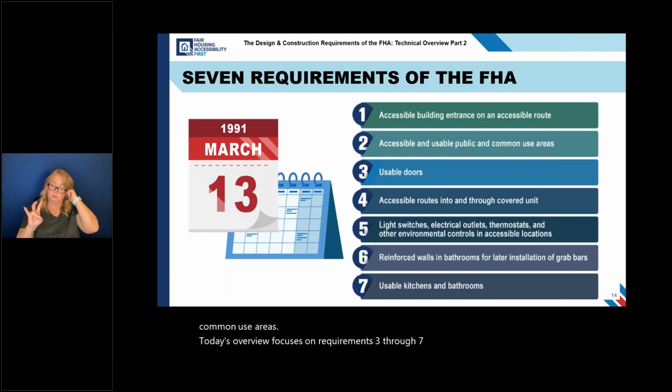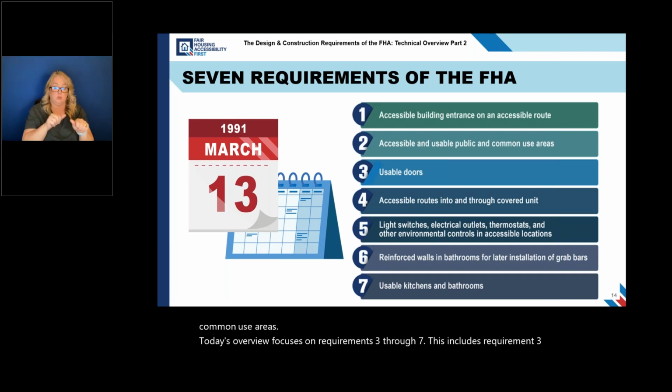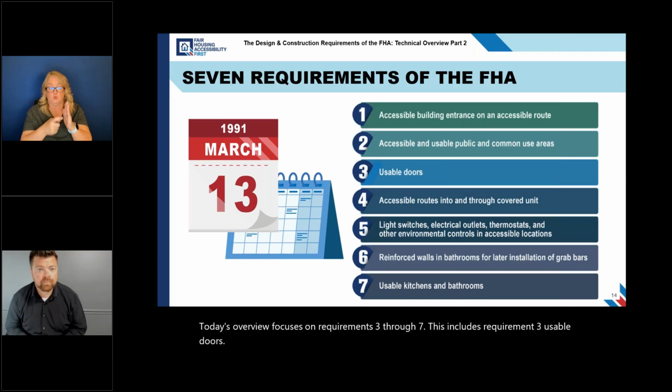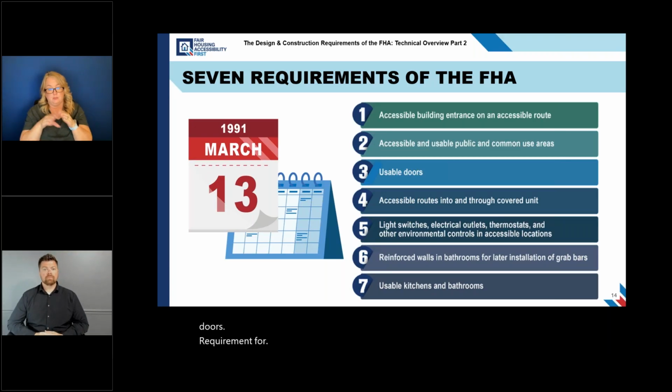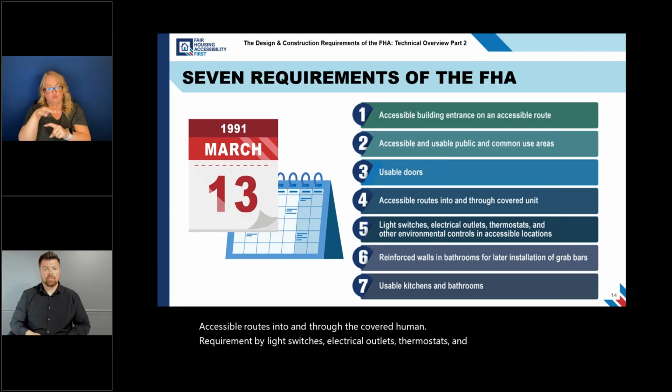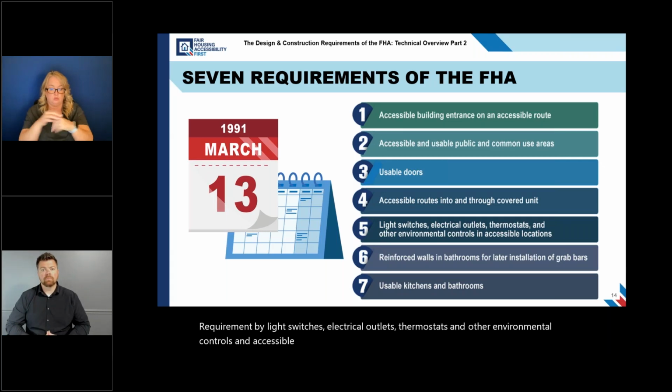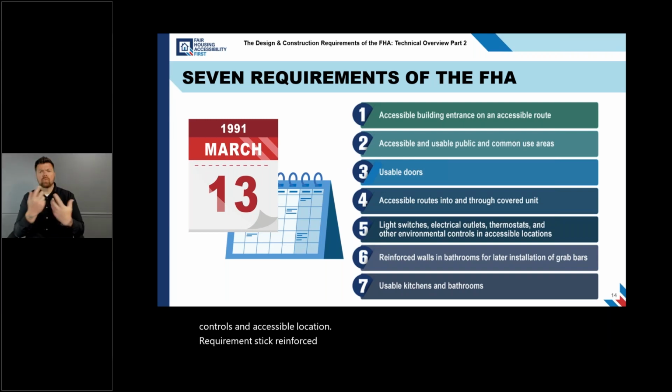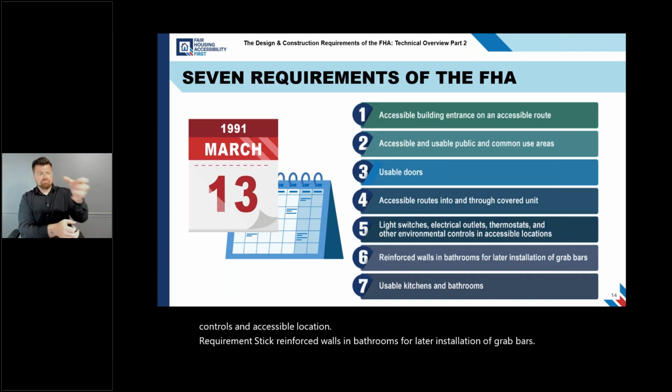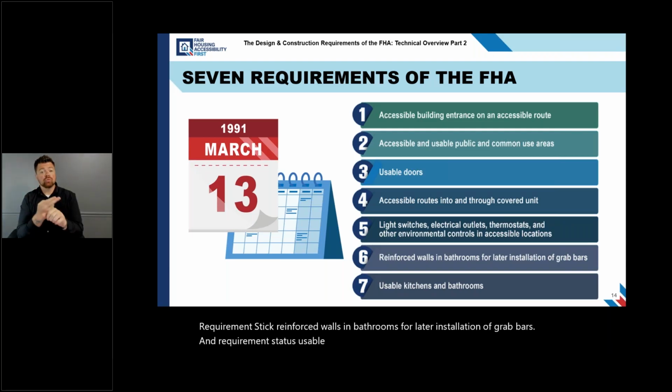This includes Requirement 3, usable doors, Requirement 4, accessible routes into and through the covered unit, Requirement 5, light switches, electrical outlets, thermostats, and other environmental controls in accessible locations, Requirement 6, reinforced walls in bathrooms for later installation of grab bars, and Requirement 7, usable kitchens and bathrooms.